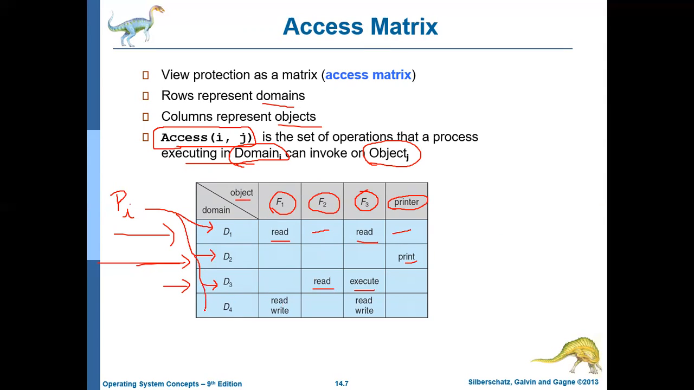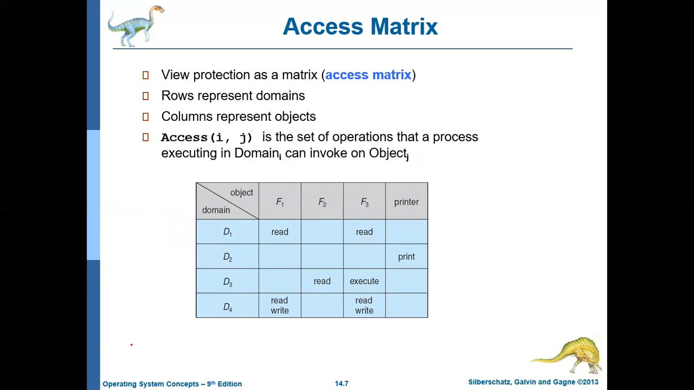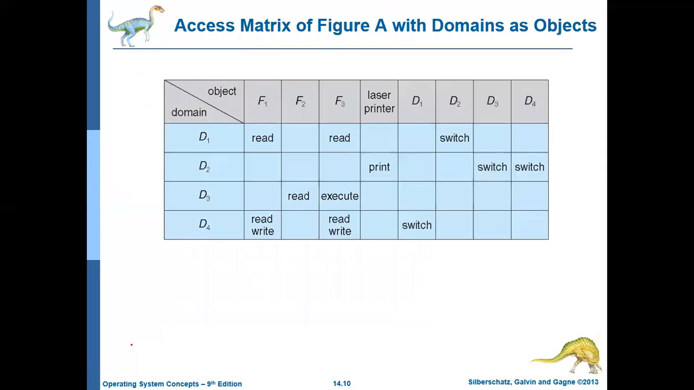If the process Pi is executing in the domain D4, then it can perform read and write operation on the object F1 and read and write operation on the object F3 and no other operations. Okay. So this is how the different access levels or access rights of different processes in different domains can be represented through an access matrix. Okay, this is a simple access matrix. This access matrix can be refined to further levels.